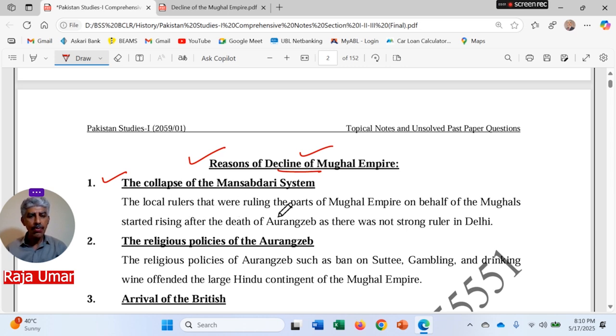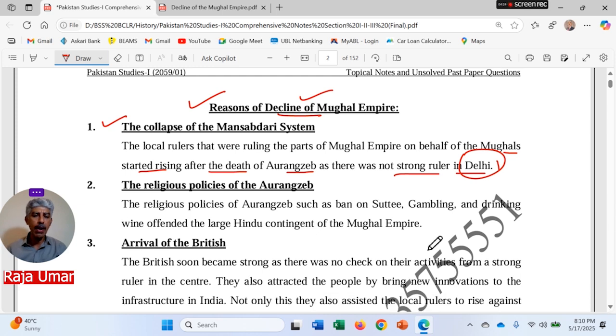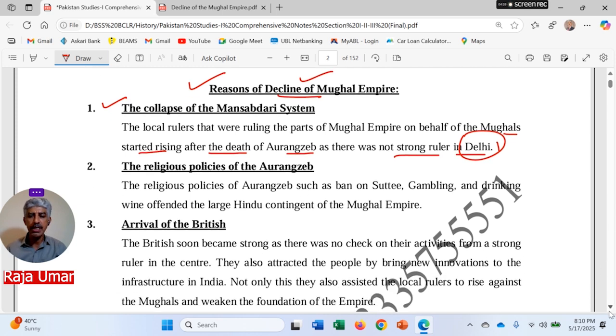The local rulers who were ruling parts of the Mughal Empire on behalf of the Mughals started rising after the death of Aurangzeb, as there were no strong rulers at Delhi. It means that they had made their own smaller empires in the areas where they were designated. They were appointed as Mansabdars, and in one sense they were employees of the Mughal Empire. But when they saw that there was a really weak government at Delhi, they started getting control in their own lands, and they became a sort of Nawabs in the lands where they were designated.